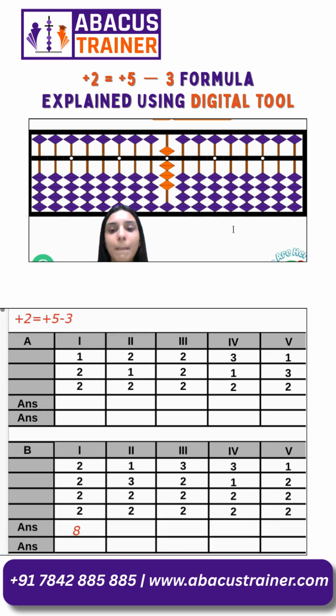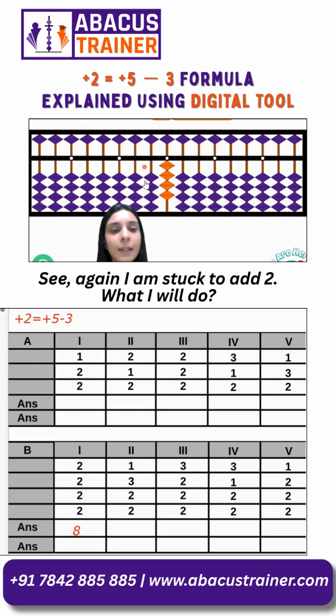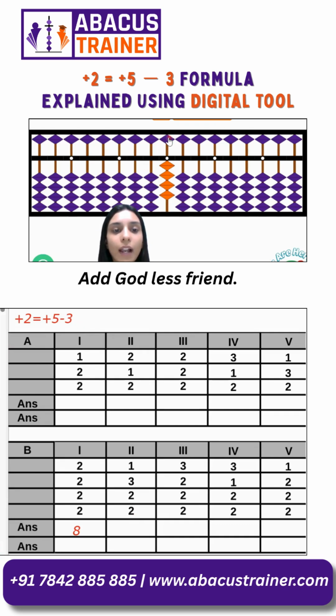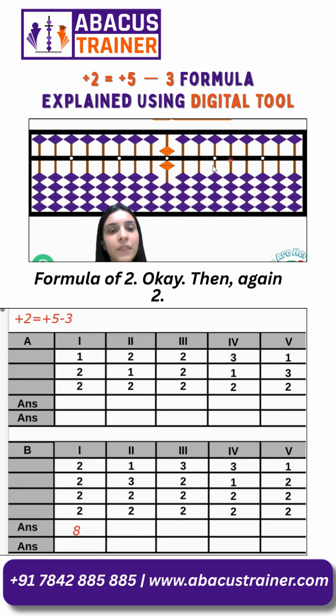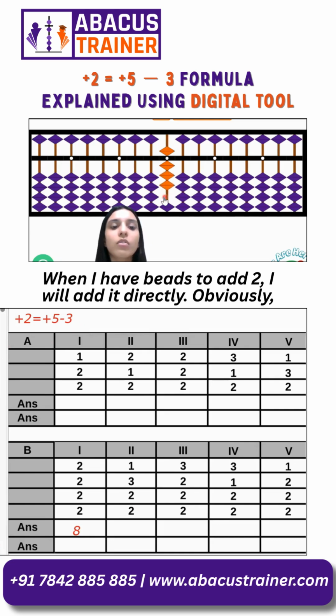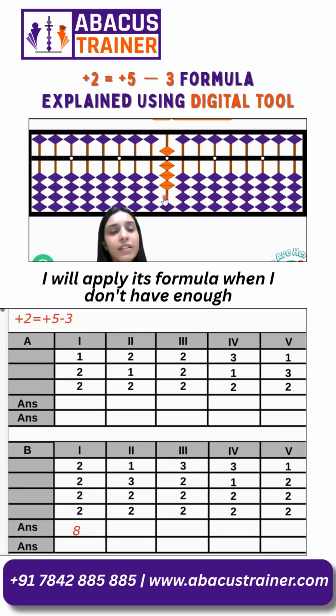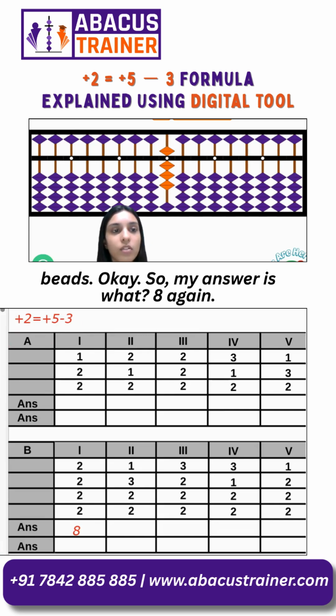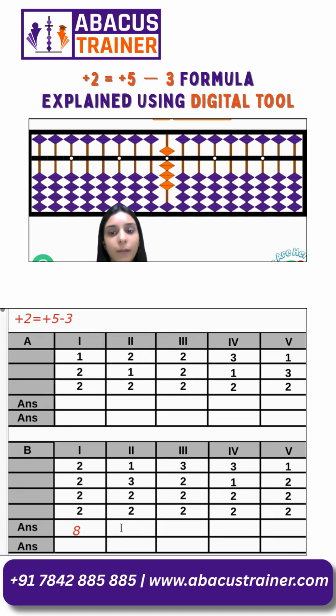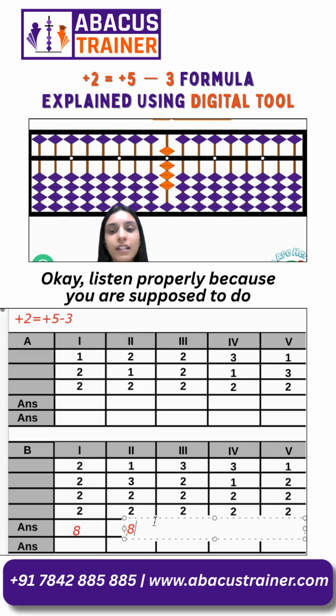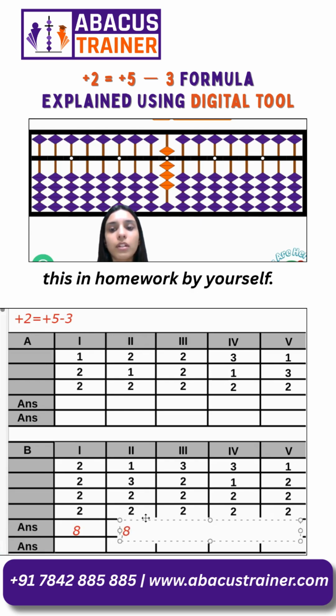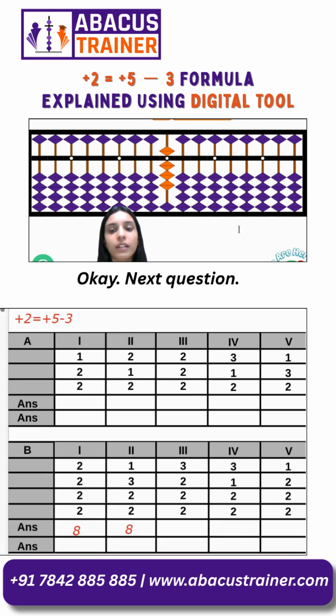Next question. 1 added 1. Then 3 added 3. Now I have to add a 2. See, again I am stuck to add 2. What will I do? Add God less friend, add 5 less 3, the formula of 2. Then again 2. When I have beads to add 2, I will add it directly. Obviously, I'll apply its formula when I don't have enough beads. So my answer is 8 again. Listen properly because you are supposed to do this in homework by yourself. Next question.